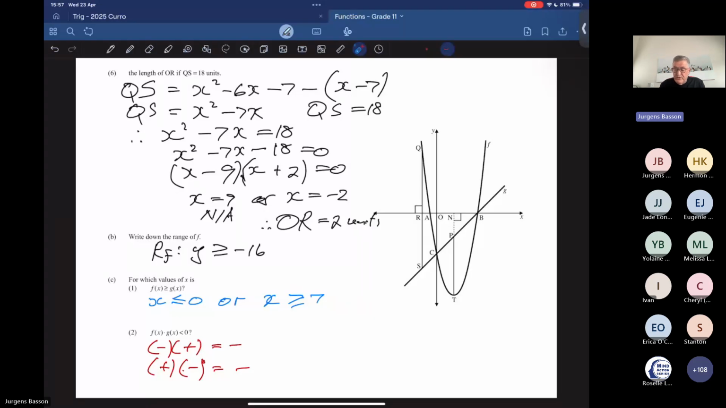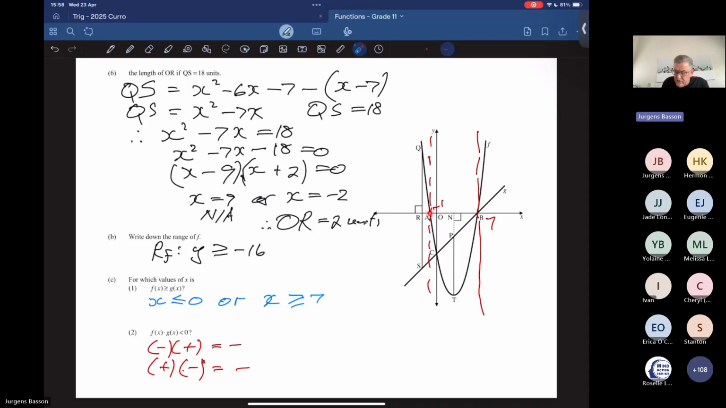So we must now draw lines at the x-intercepts. The first x-intercept is at A, so I'm going to draw a dotted line here at A. Remember that value was at -1, and the second one is here at 7. And now we're going to do the same as what we did on the previous one. We're going to look at these 3 intervals.